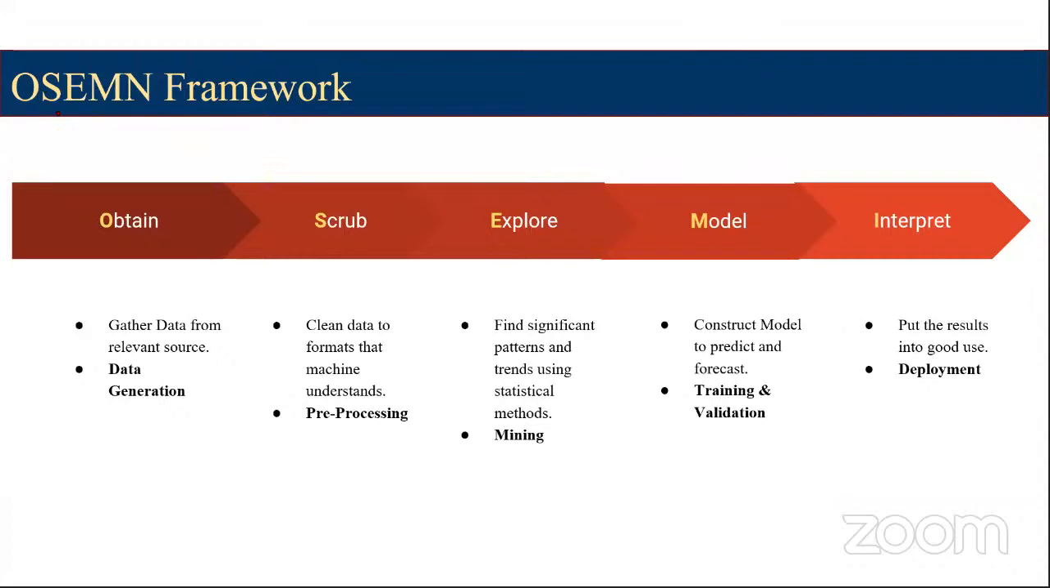So we are going to discuss this OSEMN framework, where we have 5 different stages through which any AI project will go through. In this OSEMN framework, O stands for obtain, S for scrub, E for explore, M for model, and I for interpret.